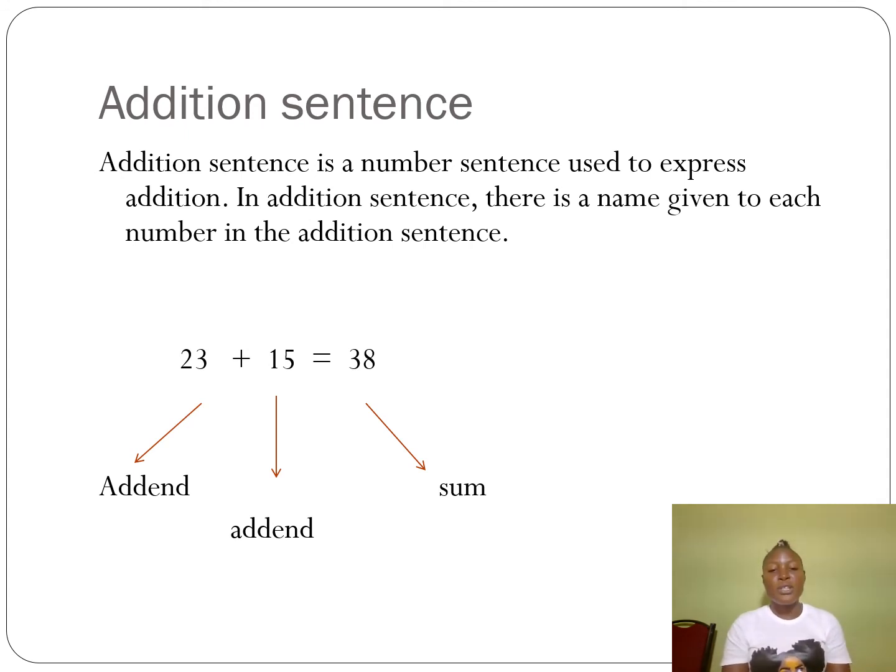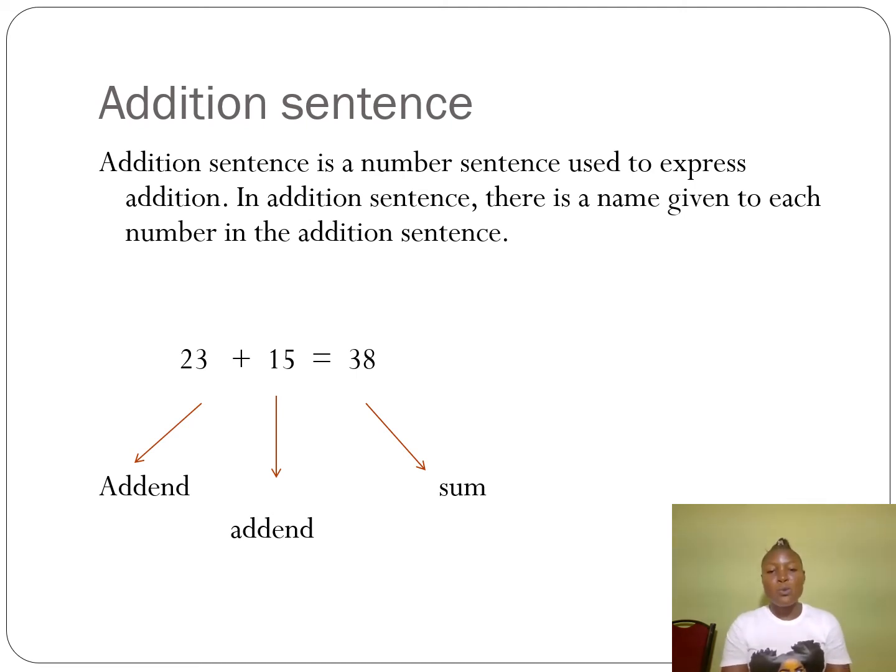We have the first number, which is 23, and the name of that number is called addend. The next number, which is being added to 23, that is 15, is also called addend. So any final answer after adding the two addends becomes the sum. Simply put, the addition of two addends gives you the sum.